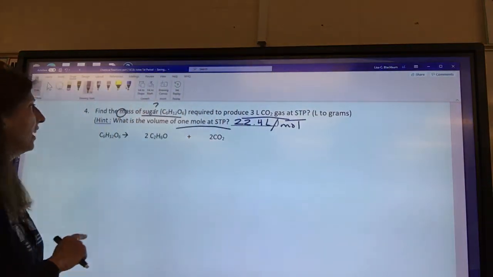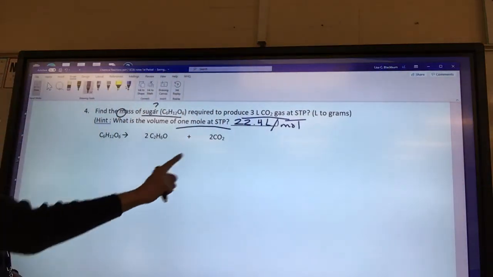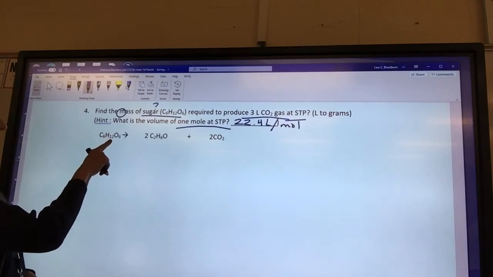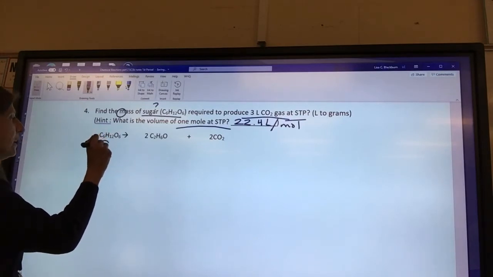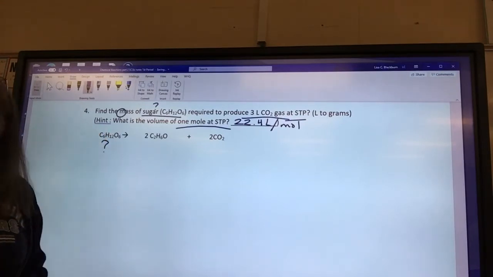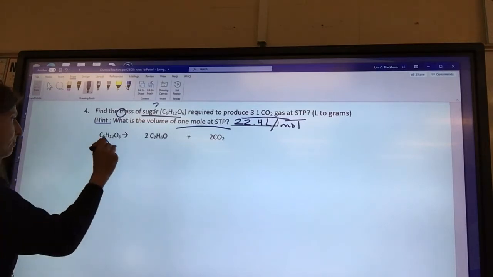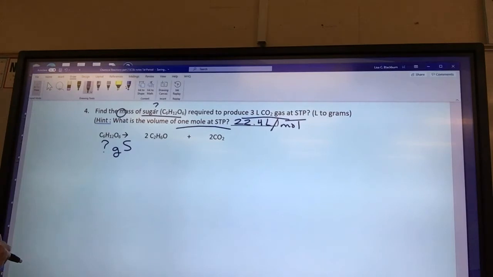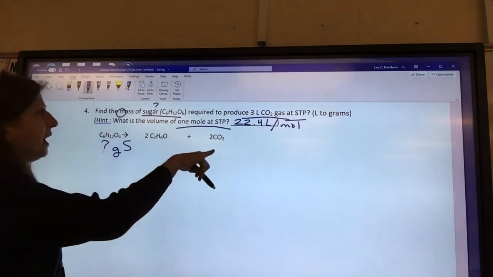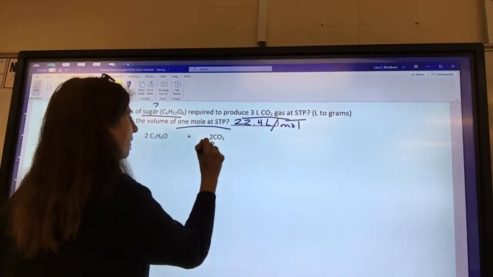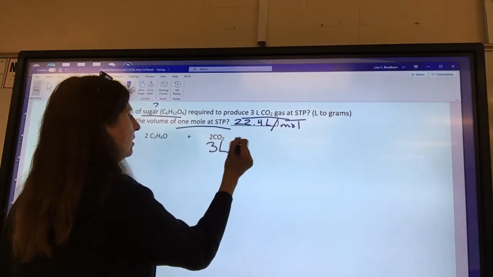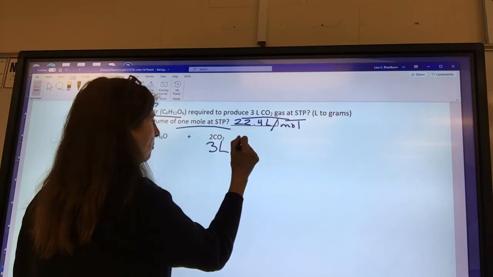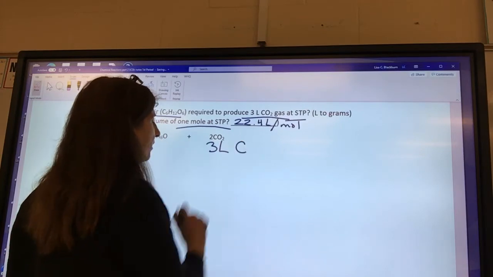All right, so let's figure this out. Which of these is sugar? It's this one, right? Yep. So we have a question mark. If it's a mass, what are we looking for? Grams of sugar, okay? And then we are producing carbon dioxide gas. We're producing 3 liters of carbon dioxide. We'll call it just 3 liters of C.